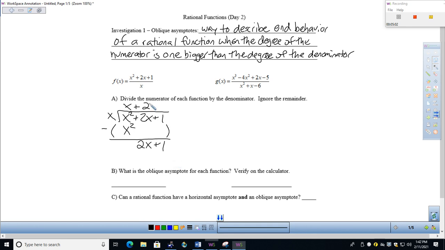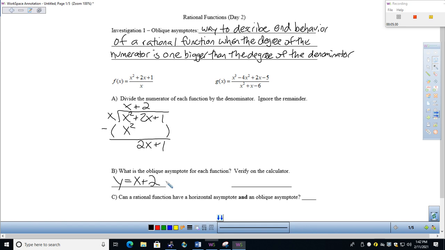At the end of the day, what you're looking for, everybody, is just an mx plus b right here. And if you notice, that's exactly what I have. I have a 1x plus 2. That, long story short, is going to be the oblique asymptote for the function.